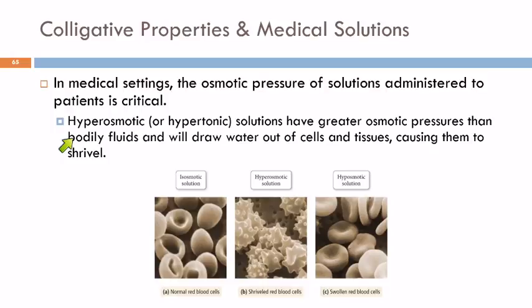Hyperosmotic. Hyper means more. So hyperosmotic, also called hypertonic, these solutions are going to have a greater osmotic pressure than bodily fluids. And so what they do is they draw the liquid out. So a very salty solution is going to draw the liquid out. And what that does to the blood cells is called crenation.